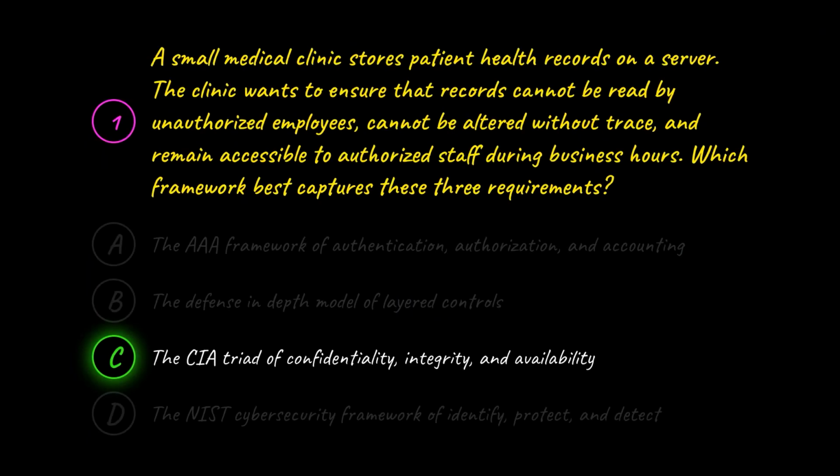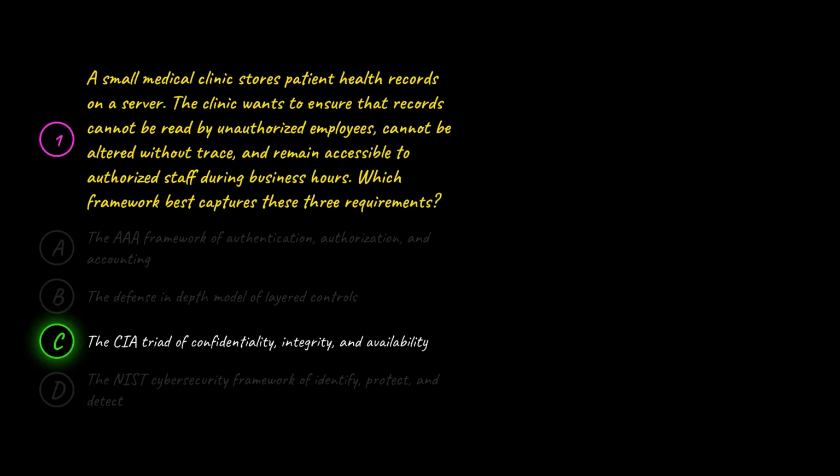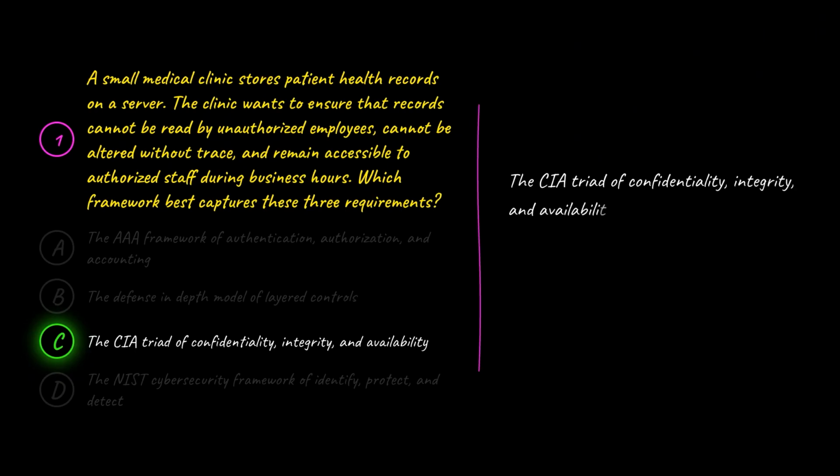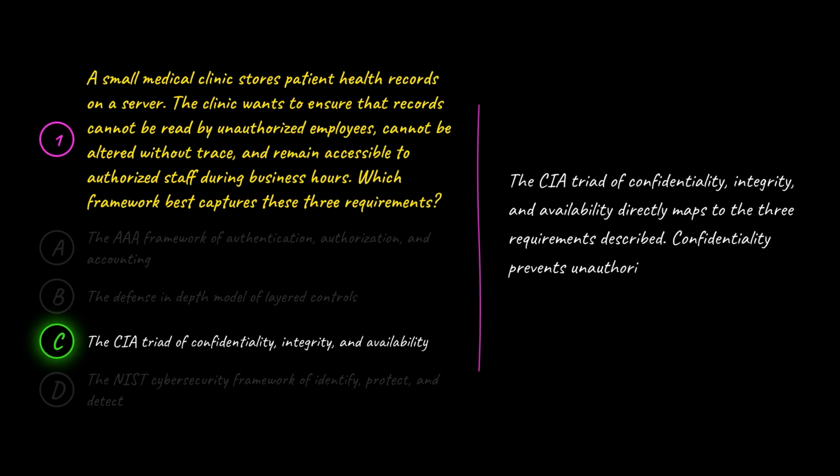The correct answer is C. The CIA triad of confidentiality, integrity, and availability. C is correct because the CIA triad of confidentiality, integrity, and availability directly maps to the three requirements described. Confidentiality prevents unauthorized reading. Integrity prevents undetected alteration. And availability ensures access during business hours.